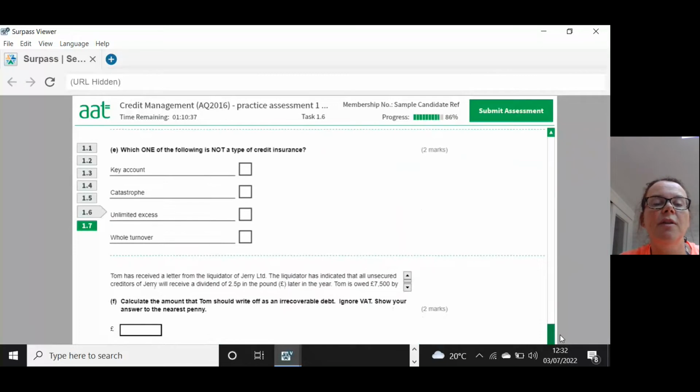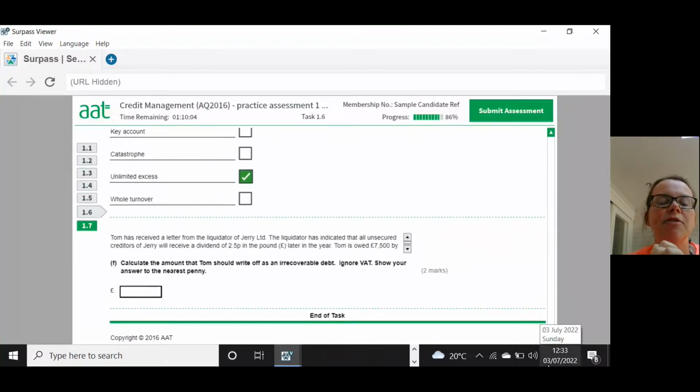Which one of the following is not a type of credit insurance? So key account is when you insure certain accounts. Catastrophe, we came across. Unlimited excess. That doesn't make sense because the excess is the amount you pay yourself. And that doesn't make sense. Whereas whole turnover is where you're covering all possible irrecoverable debts.